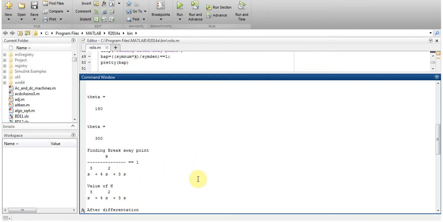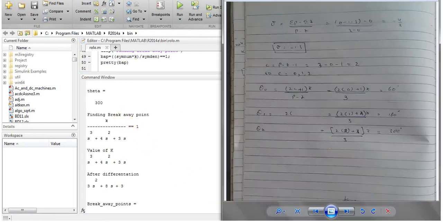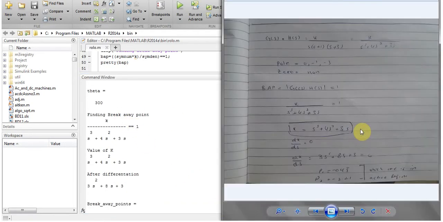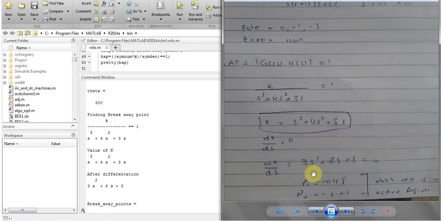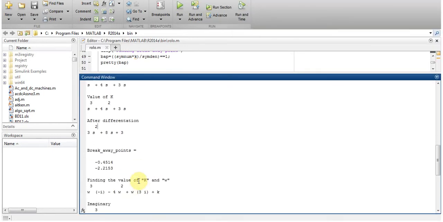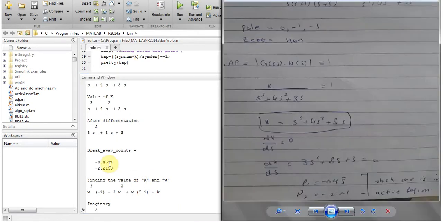Now we are trying to calculate the value of the breakaway point. So here we have a breakaway point. This command will solve things systematically, almost step by step. So here we have k over s cubed plus 4s squared plus 3s, which is equal to 1. And if we solve for k, we will get negative of s cubed plus 4s squared plus 3s. After differentiating, we will get 3s squared plus 8s plus 3. And now I have two breakaway points, negative 0.4514 and negative 2.21.